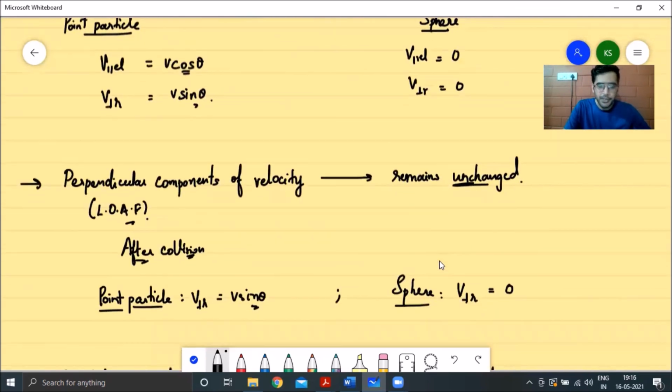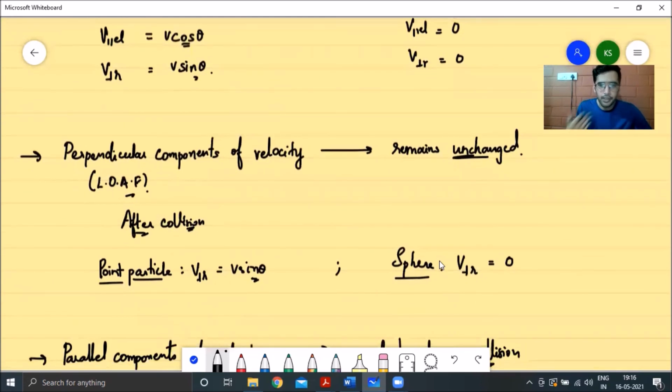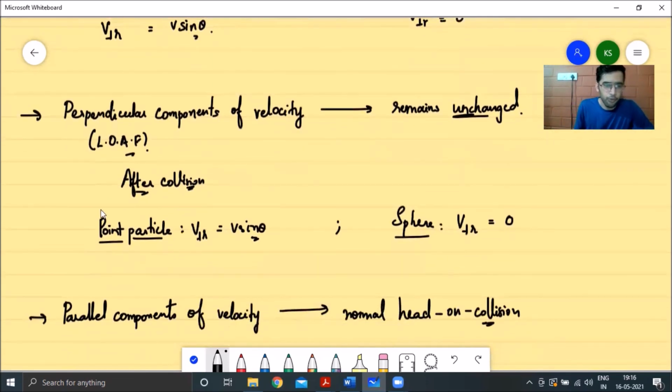And then what happens to your perpendicular components of velocity? The perpendicular components of velocity will remain unchanged. Why will the perpendicular component of velocity remain unchanged? Because there's no force acting along that direction. Your force is only acting along the line of action of force, not perpendicular to it. So after collision, what will be the perpendicular component of velocity for the point particle? It was the same as what it had before collision, right? So this velocity component will remain unchanged. For the point particle, it remains as v sin theta itself. And for the sphere, it remains as 0 itself.